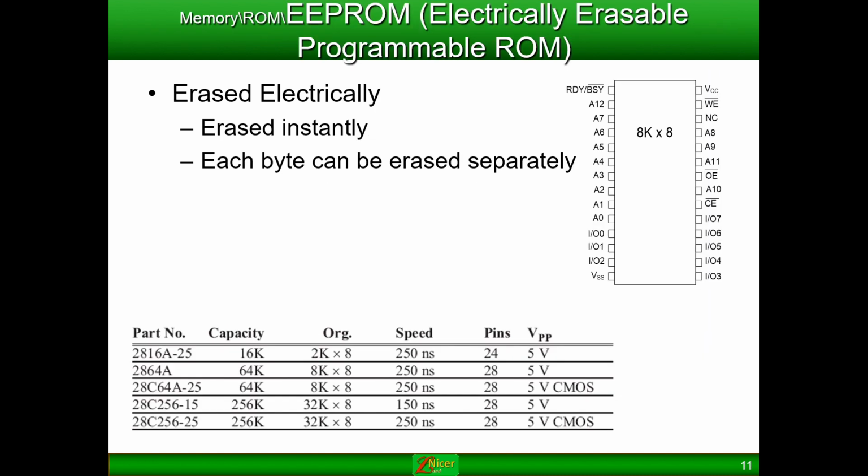The EEPROM is erased electrically. It uses electric signals to erase the data from the ROM. It also has different parts, as we can see here. The 2816A-25 has a capacity of 16K, organization 2K by 8, speed 250 nanoseconds, that is the access speed. Pins are 24 and the VPP required is only 5 volts. So we can say that the EEPROM is better than the EPROM.